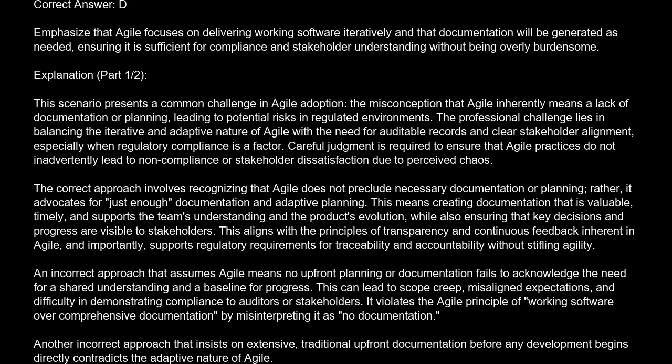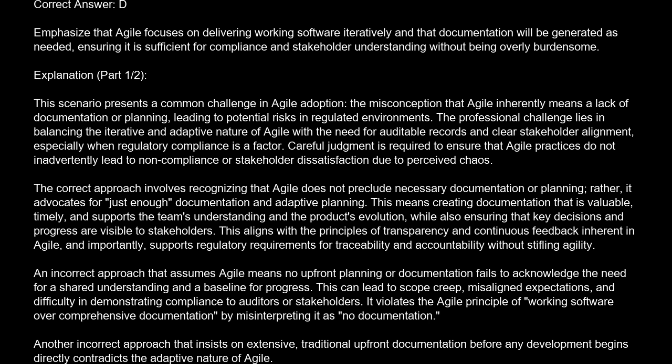The correct answer is D. Emphasize that Agile focuses on delivering working software iteratively, and that documentation will be generated as needed, ensuring it is sufficient for compliance and stakeholder understanding without being overly burdensome. Explanation. This scenario presents a common challenge in Agile adoption: the misconception that Agile inherently means a lack of documentation or planning, leading to potential risks in regulated environments.